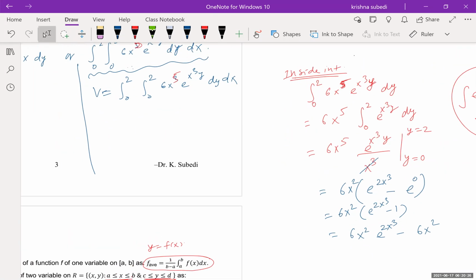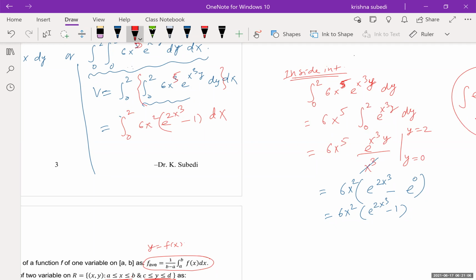Okay, now let us substitute the value. So the inside integral, the whole part right here, we already calculated. So we're going to get the integral from 0 to 2 of 6x squared e raised to the power 2x cubed minus 1 dx. Okay, all we need to do is evaluate this integral.